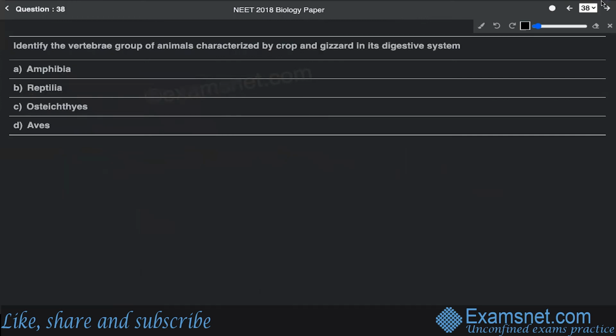Now, question number 38 says that you have to identify the vertebrate group of animals that are characterized by crop and gizzard in their digestive system. Now, this question has been asked from the chapter of animal kingdom, that means kingdom Animalia, from your 11th standard. So let us talk about the options. Options are amphibia, reptilia, ostrich thighs, and apes.